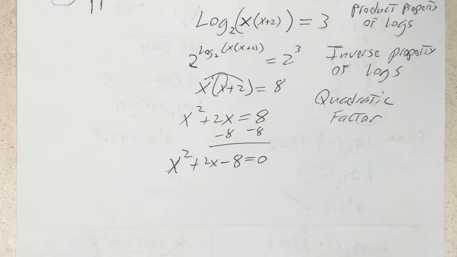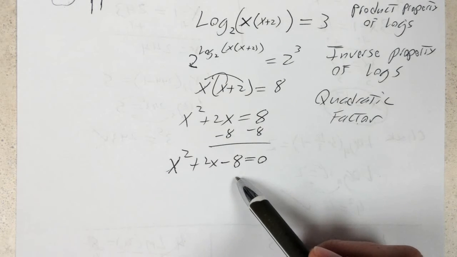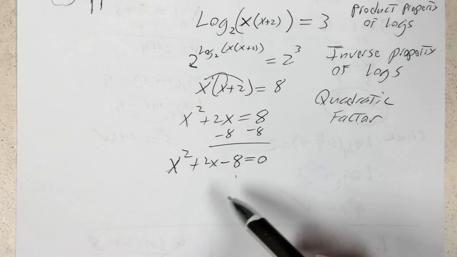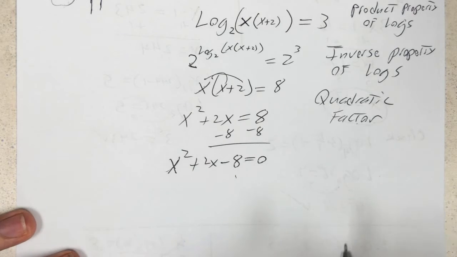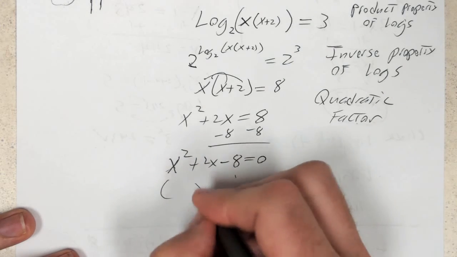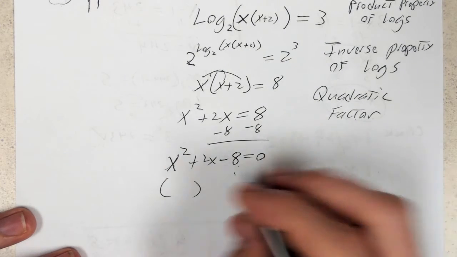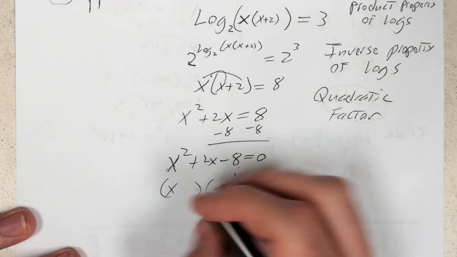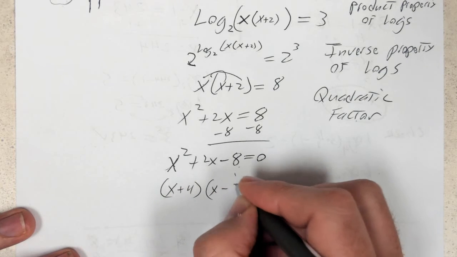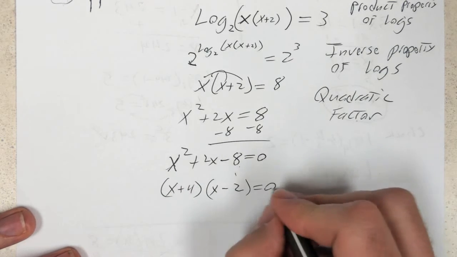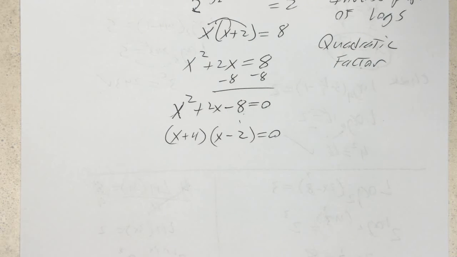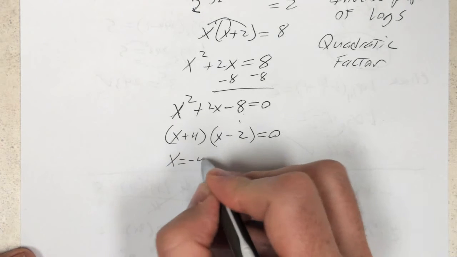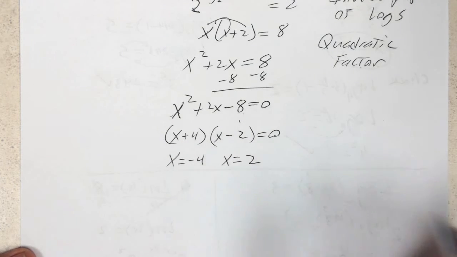Lots of different ways to get the solutions from this quadratic equation. We could do quadratic formula, or we could just look at this. This is a super easy quadratic. Things that multiply to give us -8 and add up to 2: x plus 4, x minus 2. And when we set them each equal to 0, we get x is equal to -4 and x is equal to positive 2.